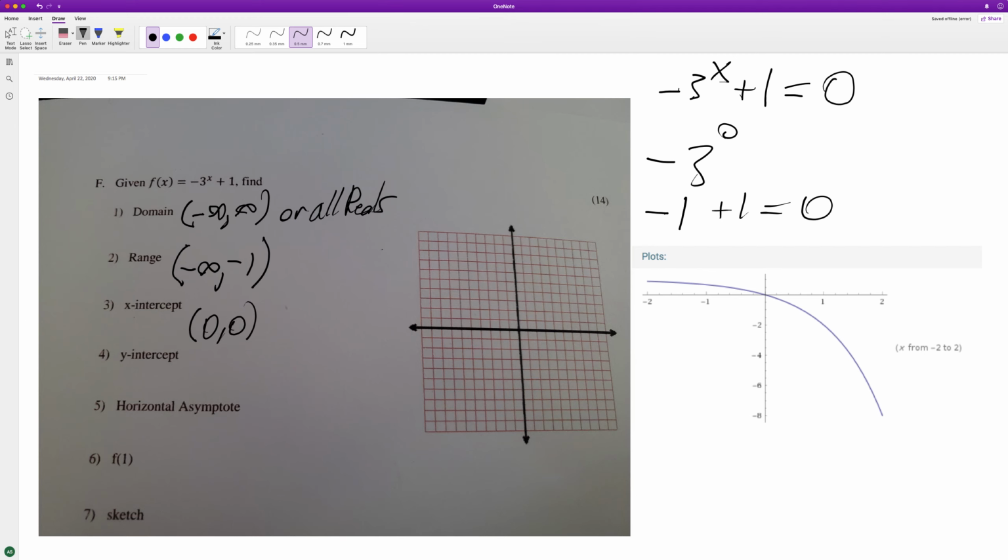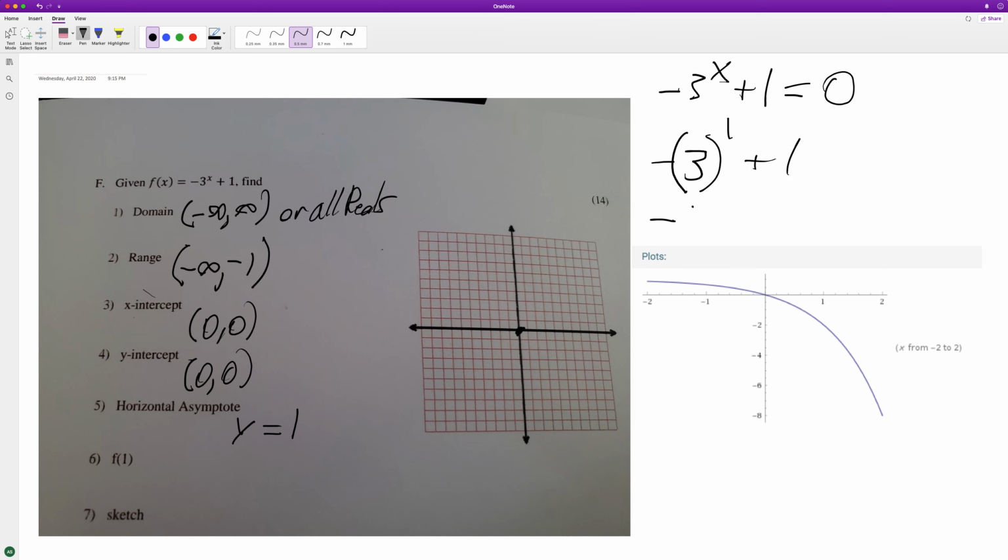And you can tell by looking at this, where's the y-intercept? It's going to be at 0, 0. Horizontal asymptote, again, along with the range, it never quite connects at y equals 1, but that's the asymptote. What happens when you plug in 1? Plugging in 1, we get negative 3 raised to the 1, plus 1, so we end up with negative 3 plus 1 equals negative 2.